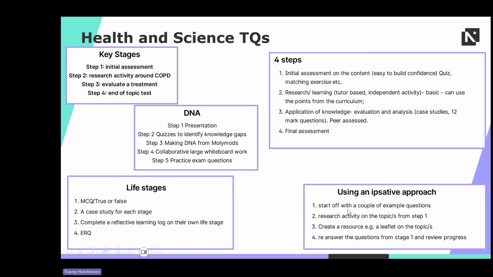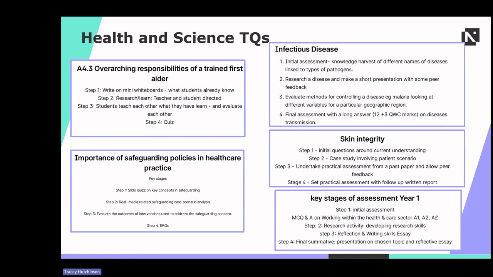And using the ipsative approach, the approach encourages self-assessment by starting with example questions, conducting research, creating resources like leaflets, and re-answering initial questions to reflect on the learning process. In these examples, we have infectious diseases. These steps included, again, initial assessment, researching a disease, evaluating control methods, and a final assessment with long answer questions on disease transmission. And finally, for skin integrity, this involves starting with key initial questions, moving through case studies, practical assessment, and ending with a written report.